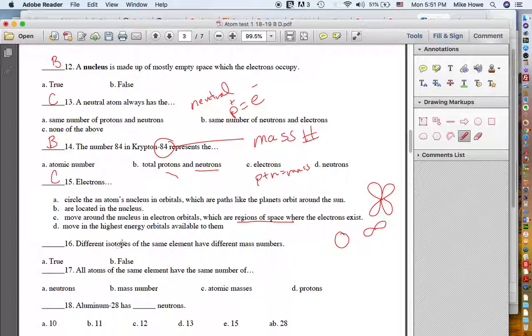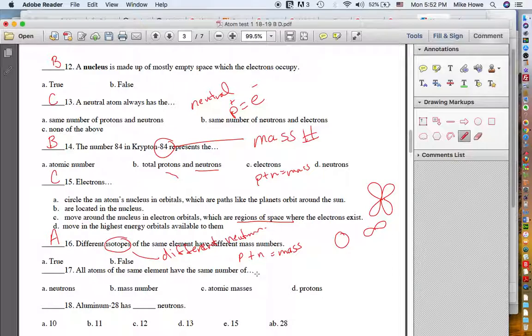All right, different isotopes. Now we've got a new term, isotopes. Isotopes have different mass numbers. What causes mass? Protons plus neutrons equals mass. So isotopes mean different neutrons. Same element, but different neutrons. So if the neutrons change, would that change the mass number? Yes, it would. And so that's true.